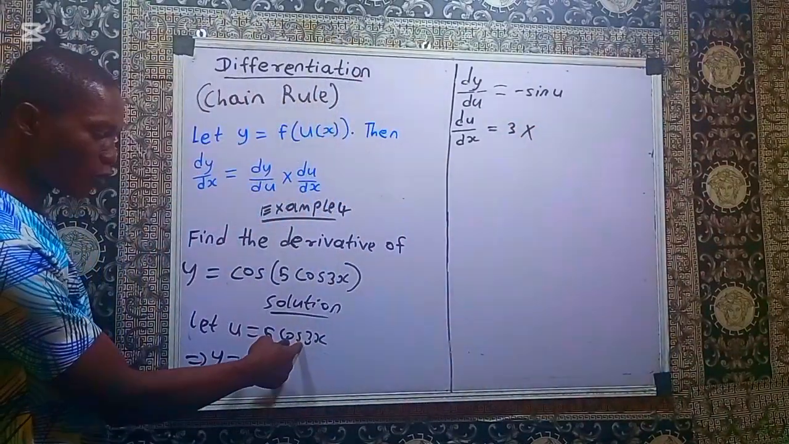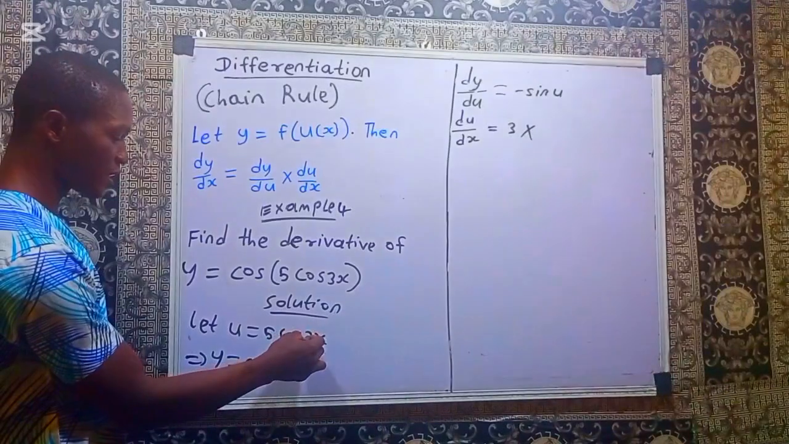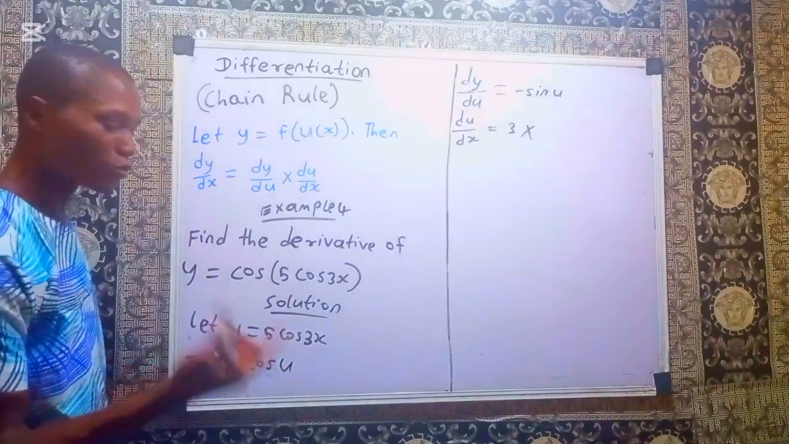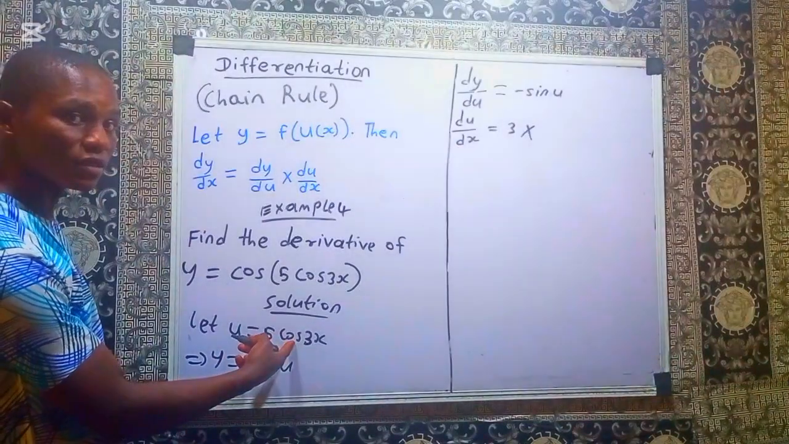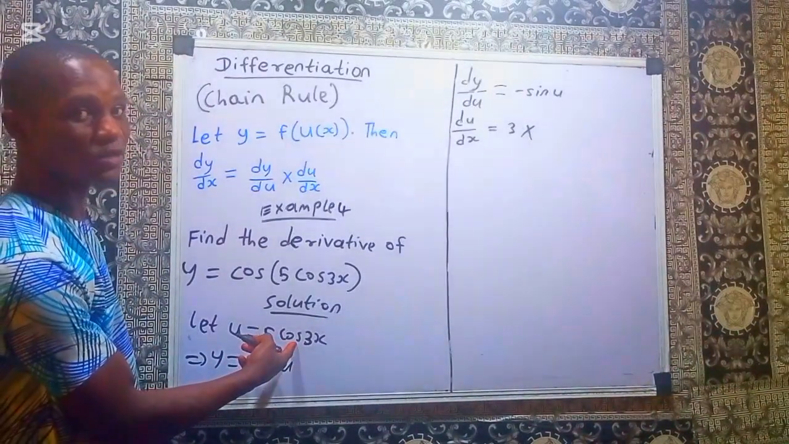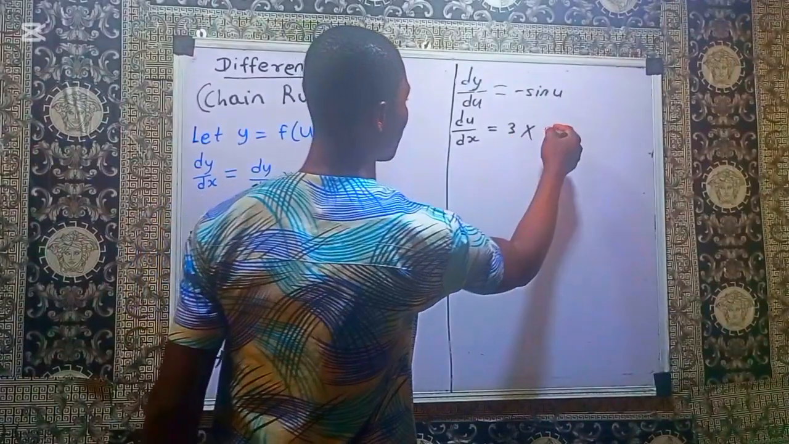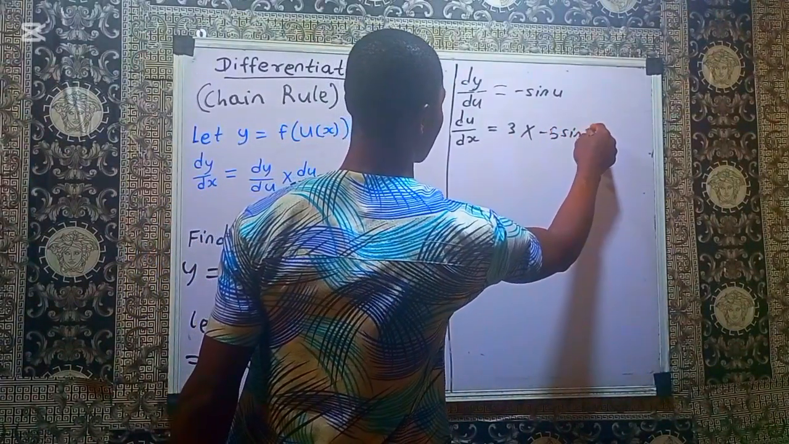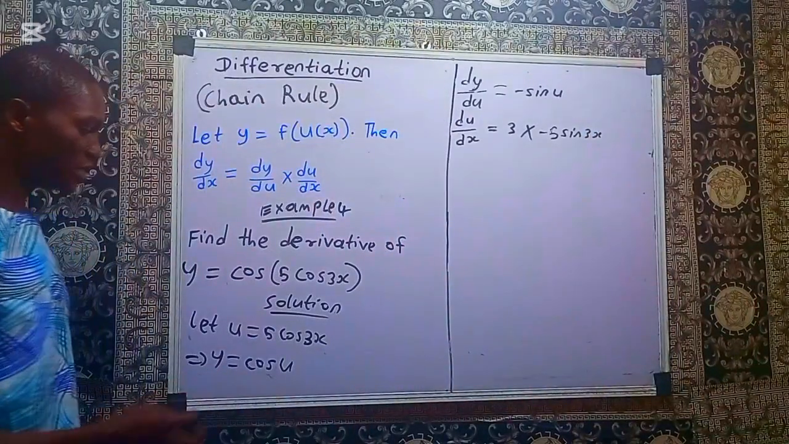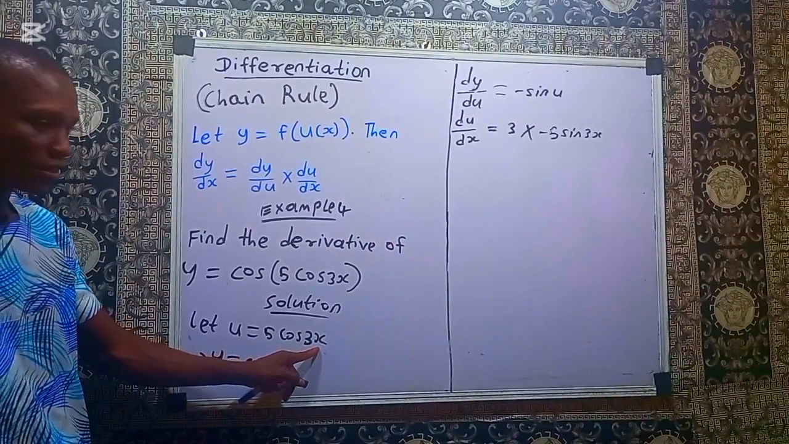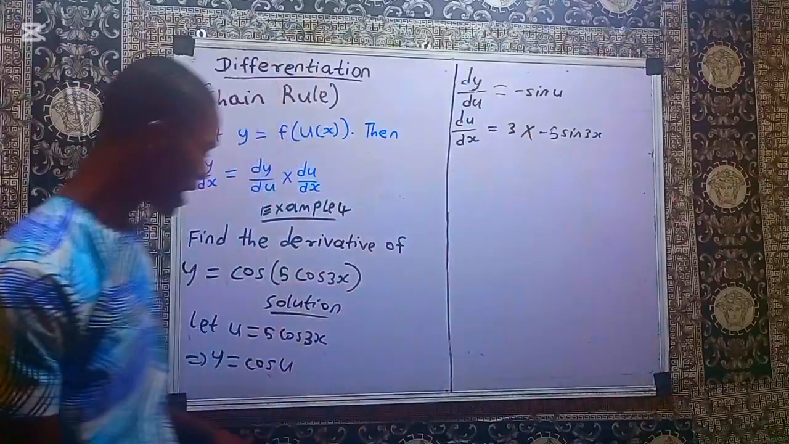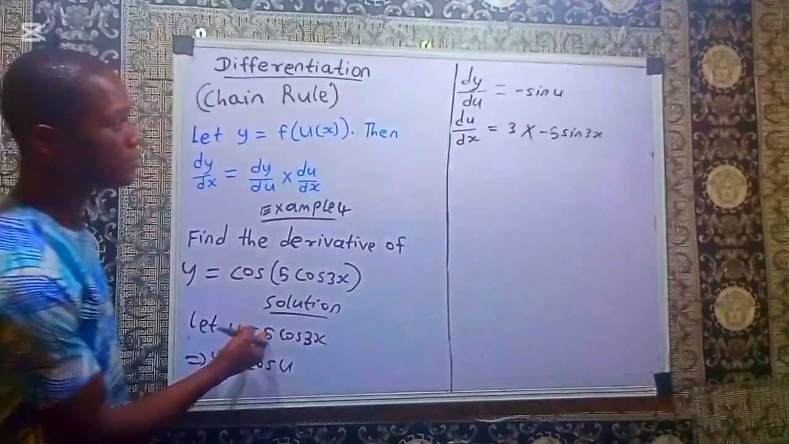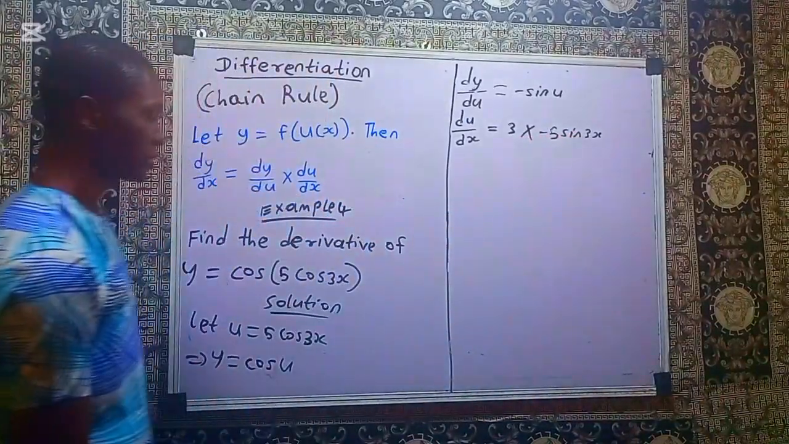So you differentiate the angle of the trig. I differentiated 3x, I got 3. Then use the result to multiply the derivative of the trig. Then if you differentiate cos, you get negative sine. So I use this result to multiply the derivative of cos, which will be negative 5 sine 3x. So you see what we did here. I differentiated the angle 3x, I got 3. Then I differentiated cosine, it gave me negative sine. So because of that, I'm having negative 5 sine 3x.